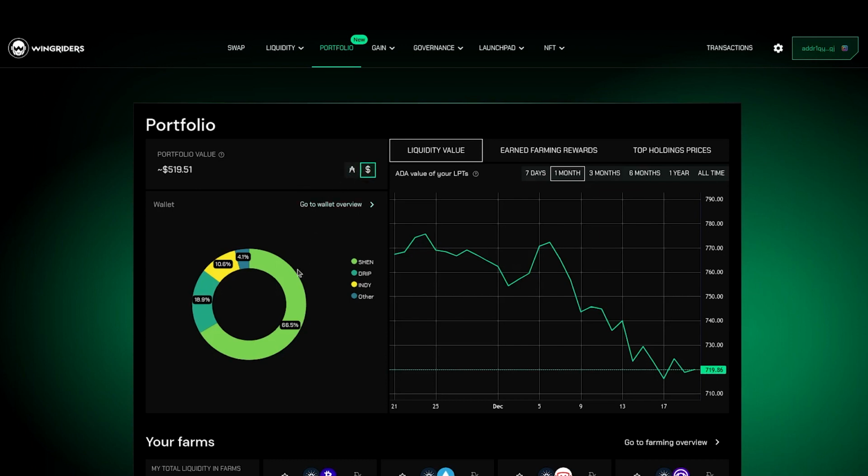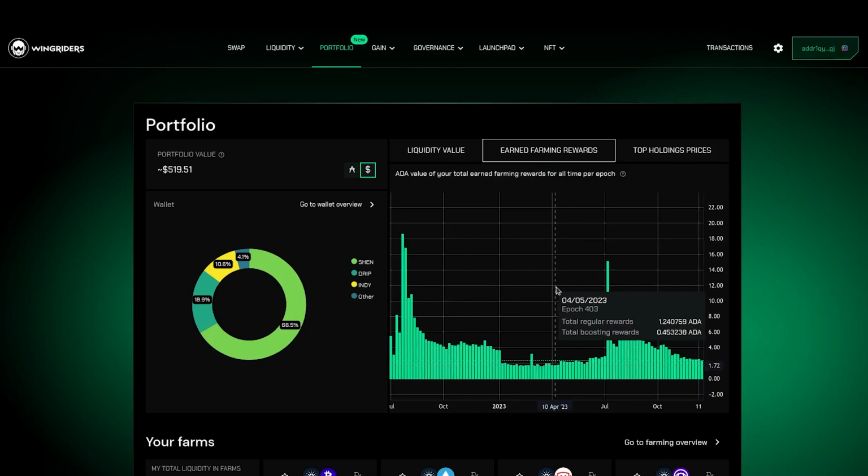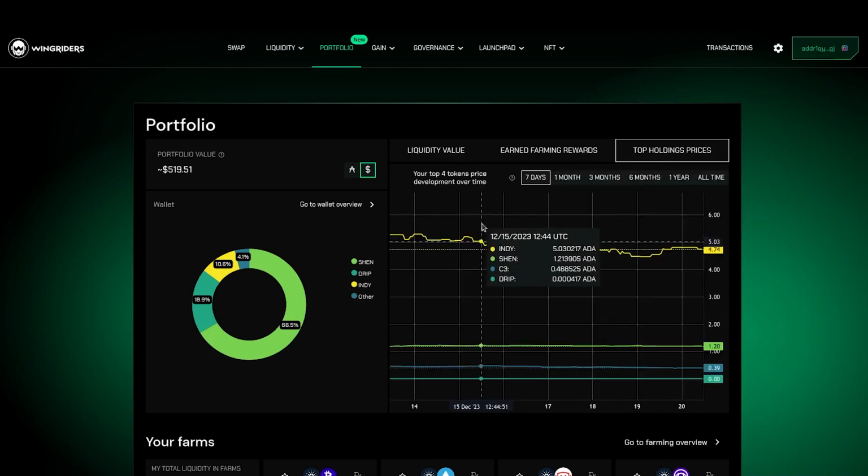Below, there's a wallet section with a pie chart representing the value distribution of tokens in the user's wallet. On the right, there are several charts providing deep information about your positions, like liquidity value, that displays the total value of your liquidity over time. Another chart for ADA value of earned farming rewards per each epoch, and the third chart showing the price development of top tokens in your wallet.